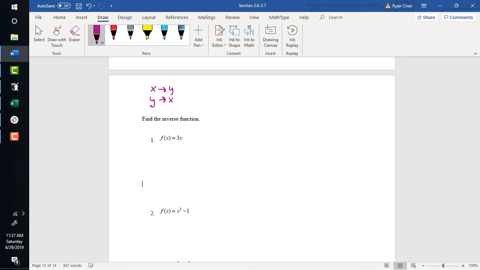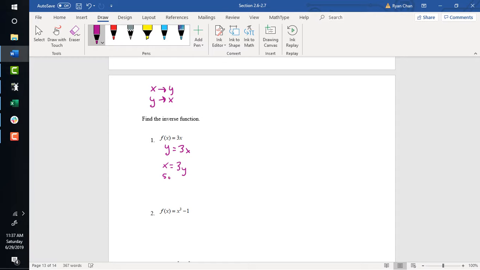So we're going to start off with number 1. It's an easy one. So I have, remember, f of x, same thing as y, so I have y is equal to 3x. So if I want to find my inverse, my letters flip, right? So all my x's become y's, all my y's become x's. So I have x is equal to 3y.